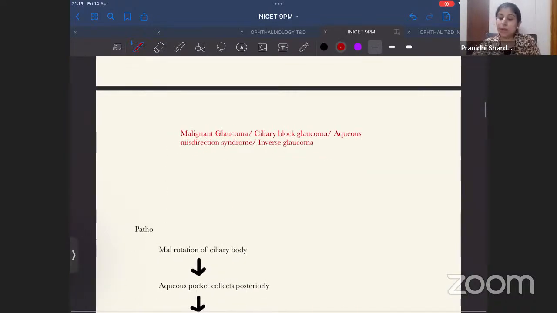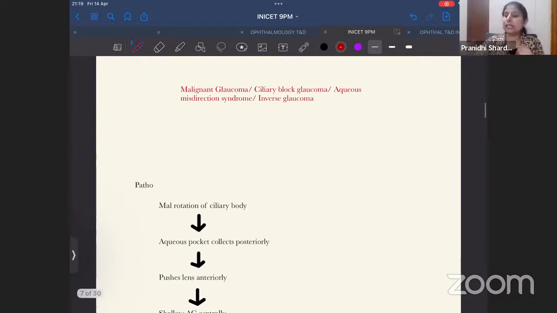So malignant glaucoma, known by the names of ciliary block glaucoma, aqueous misdirection syndrome, and inverse glaucoma. Nothing malignant is there in it. It is only because it is not treated by the conventional therapy, and it can increase rapidly, so it is known by the name of malignant glaucoma.